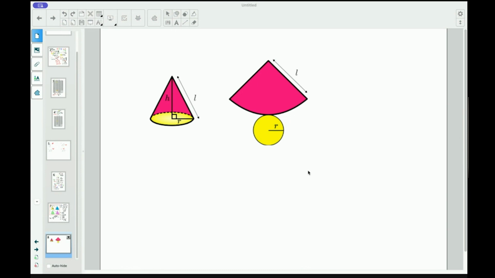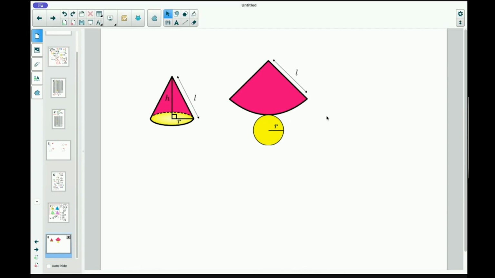We can see here that we have that yellow portion, which we all know is a circle. And then we also have this curved area that's kind of looking like a pizza slice, really. The actual name of this shape evades me right now. But this pink area is sometimes referred to as the curved surface area or the lateral surface area of a cone. All right, so I'm going to go ahead and write that down.